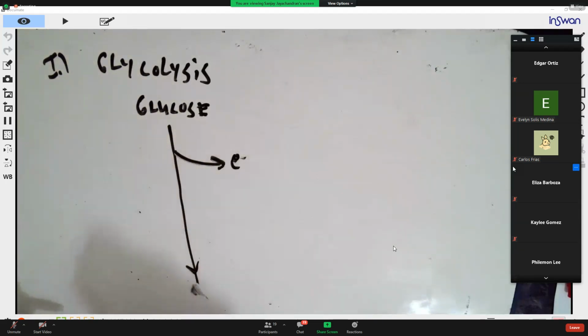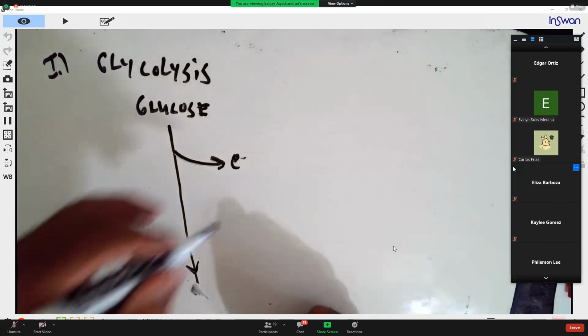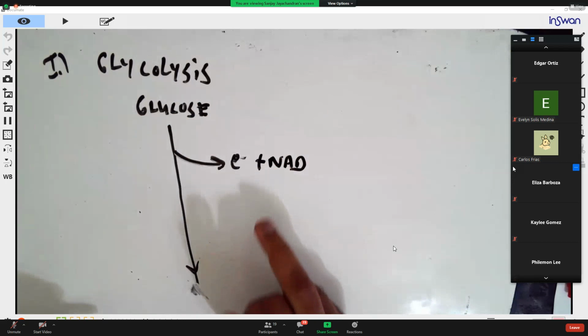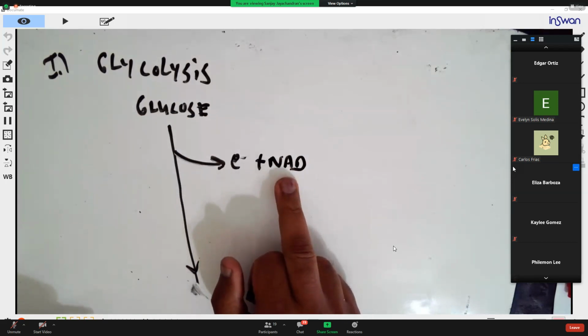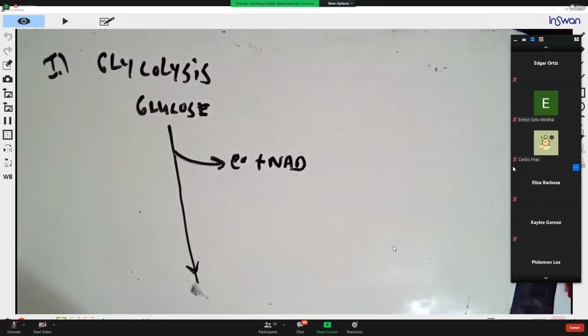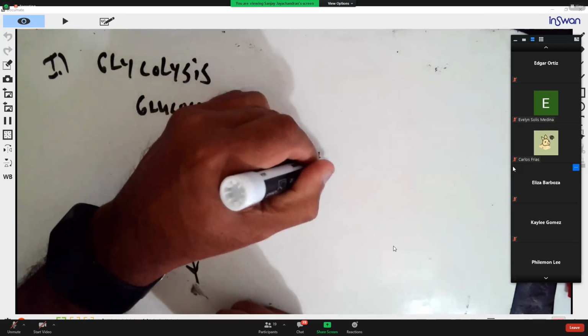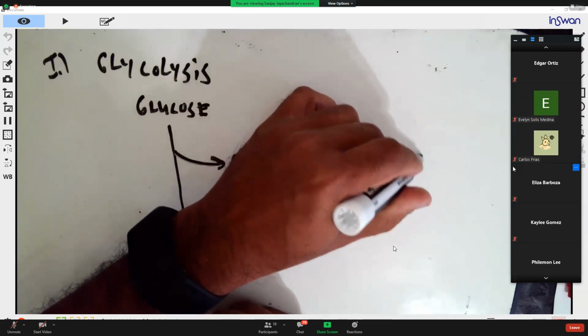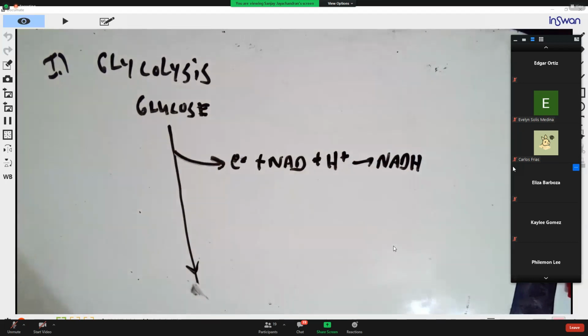Now we have to have something to hold on to these high energy electrons, right? You can't have them just floating around. So there's another molecule called NAD. This comes from a B vitamin called niacin. NAD is going to pick up the electron, hold on to it. It's going to pick up a proton to balance the charge, and you're going to get NADH. So the purpose of NADH right now is to hold the high energy electrons till we're ready to use them.